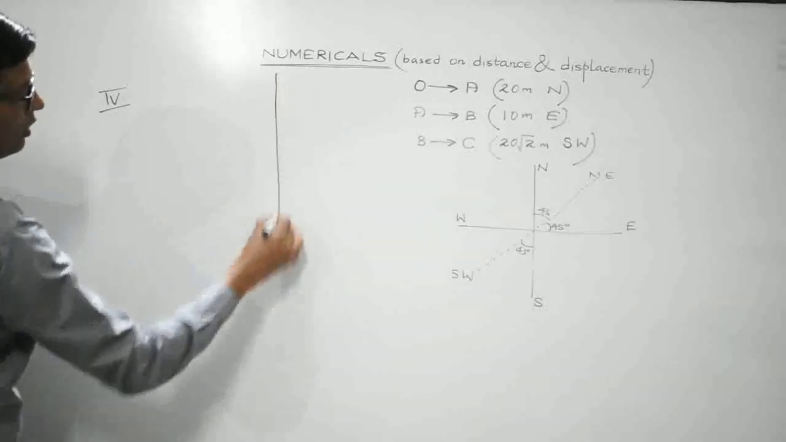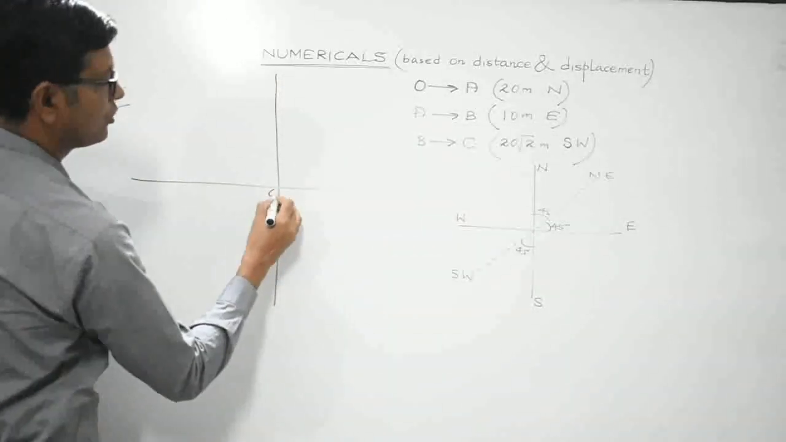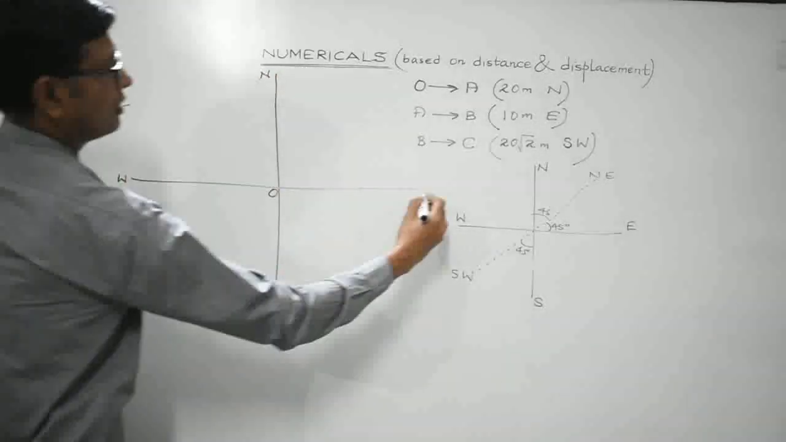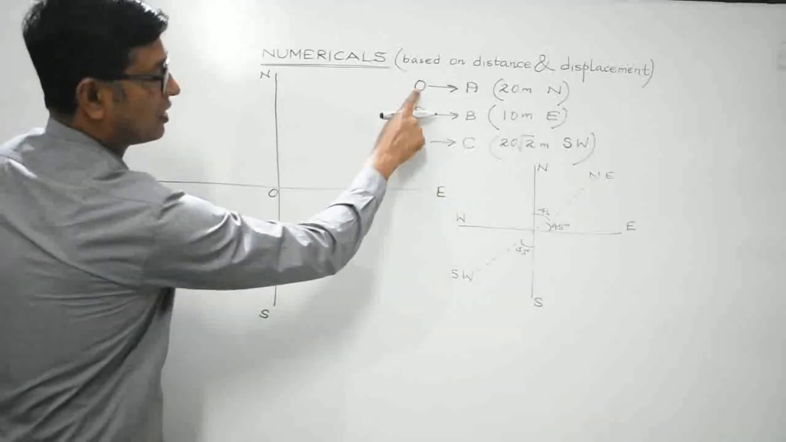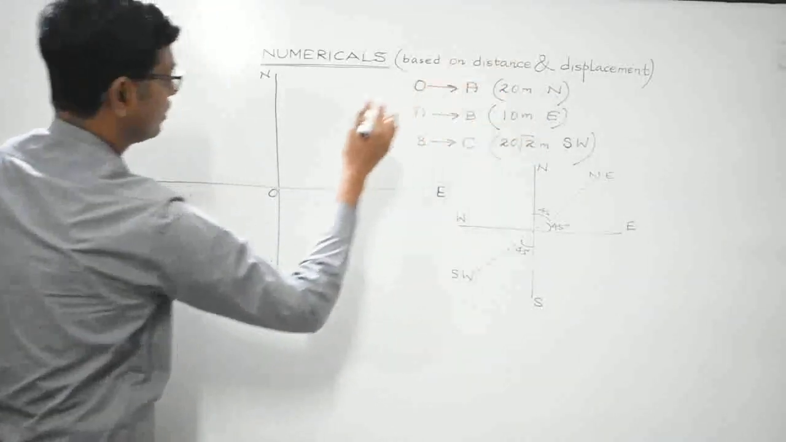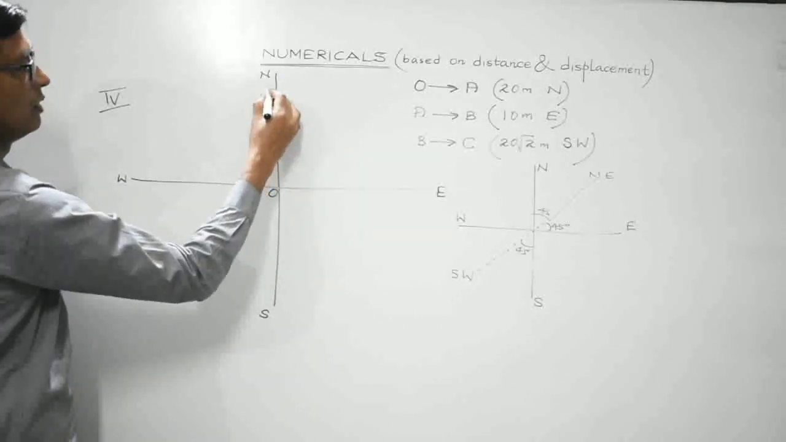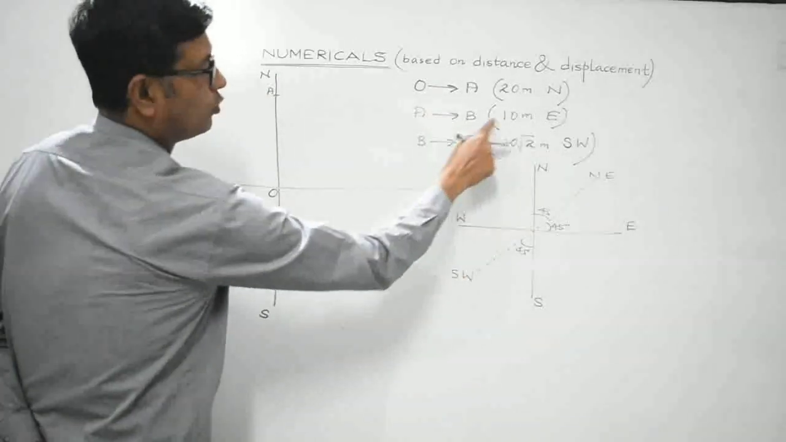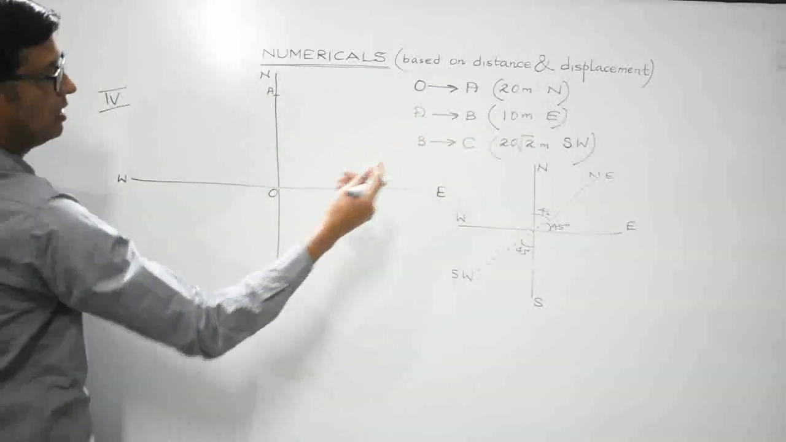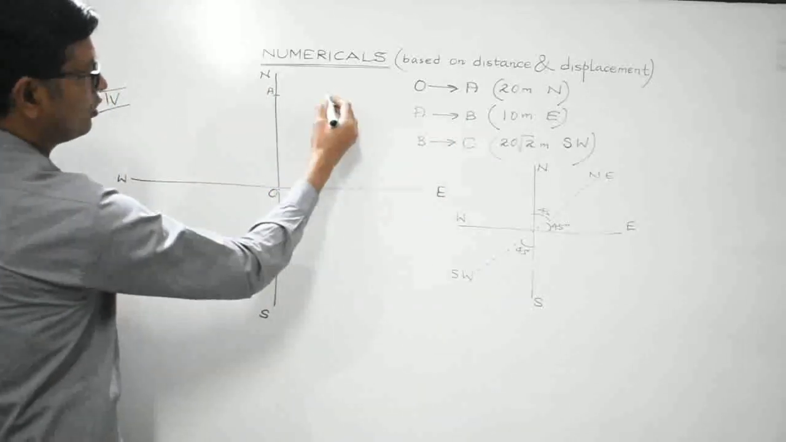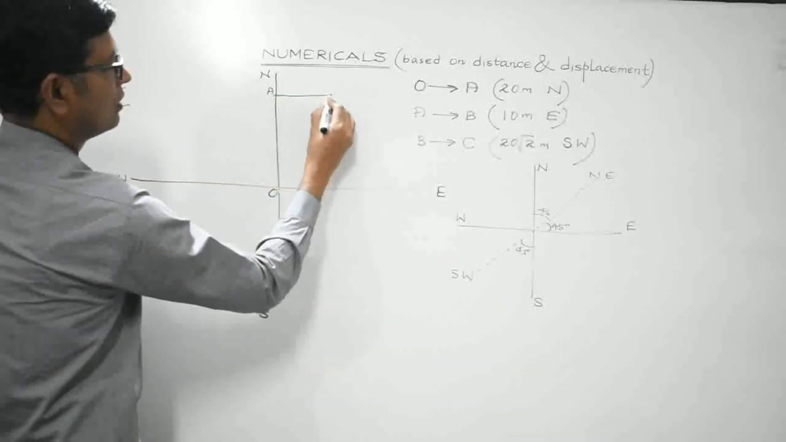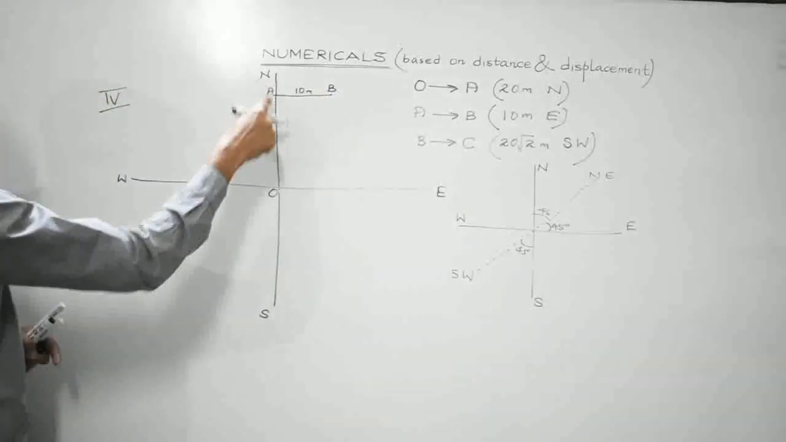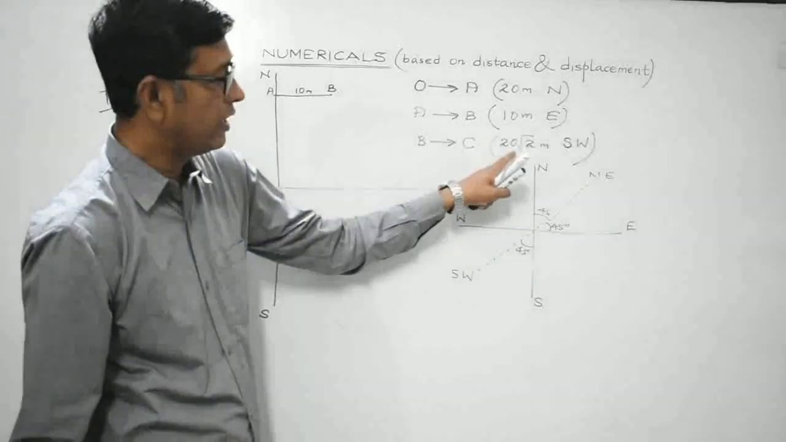So, this is the origin. This is north, south, west, east. The person starts from origin and he moves 20 meters towards north. Suppose O to A. This is 20 meters. Then A to B, 10 meters towards east. This is 20, so 10 would be half of this. So somewhat over here. A to B towards east, 10 meters. And then 20√2 meters southwest.